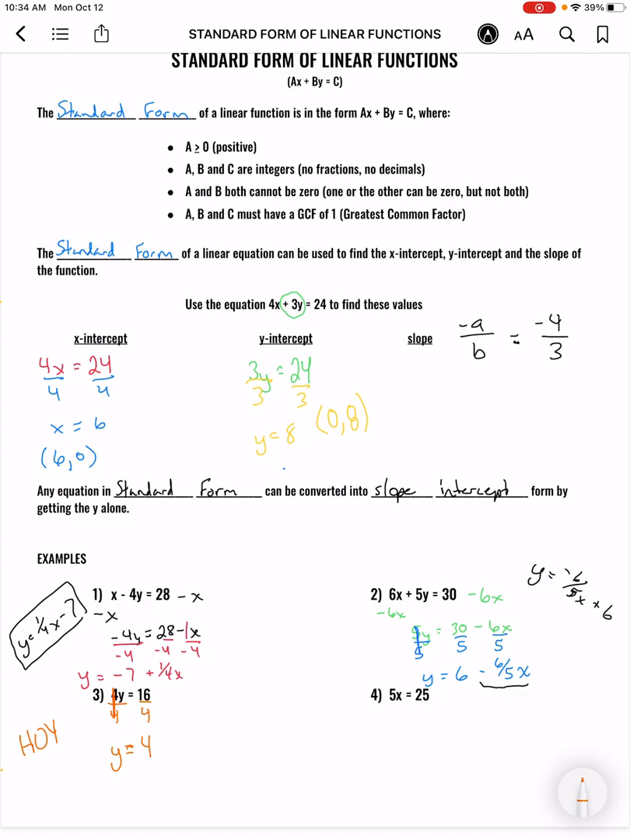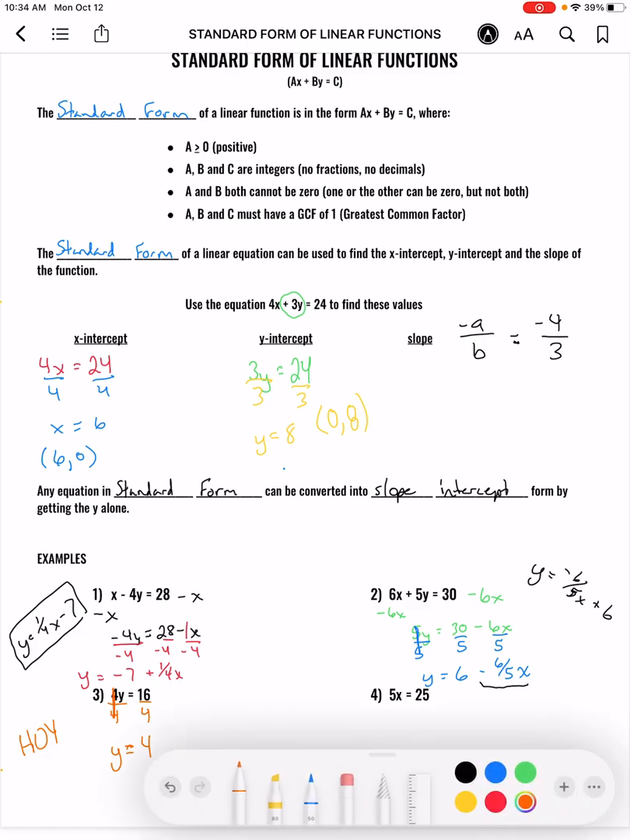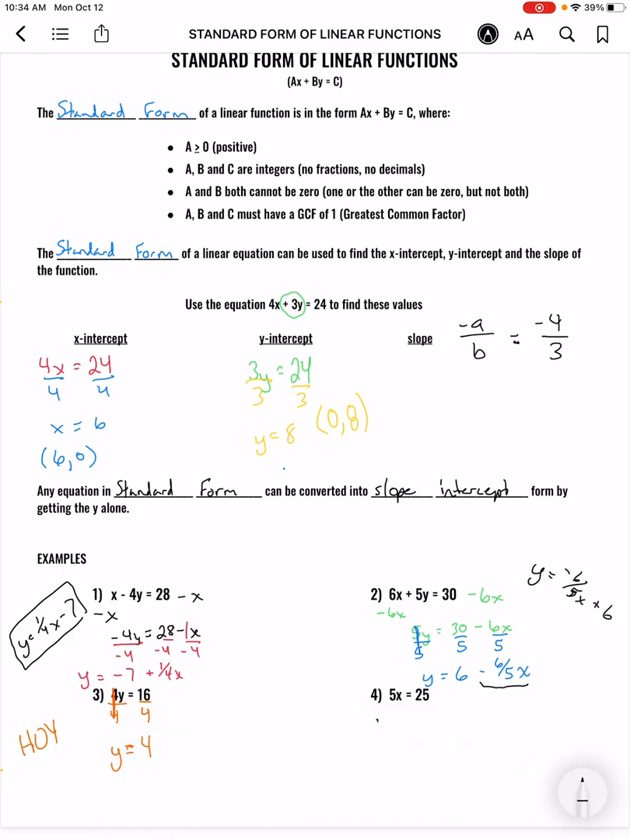All right, I want you to do the same thing on number 4. Go ahead and pause the video and see if you can solve for the variable. Okay, welcome back. All right, so hopefully you saw that all you needed to do is divide both sides by 5. 5 divided by 5 gives us x. 25 divided by 5 is 5. So in this case, this is a vertical line that's undefined at x equals 5. Vertical, undefined, x equals 5.